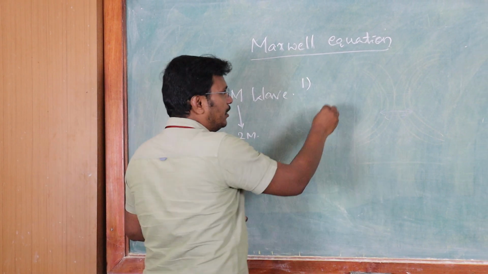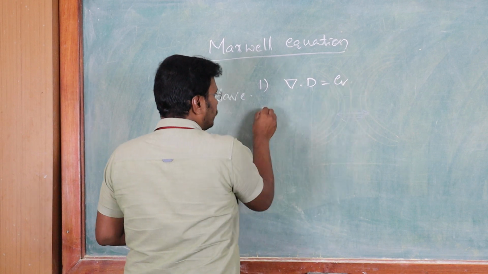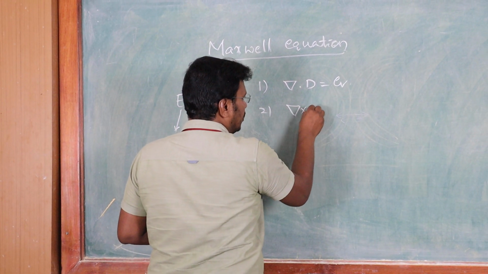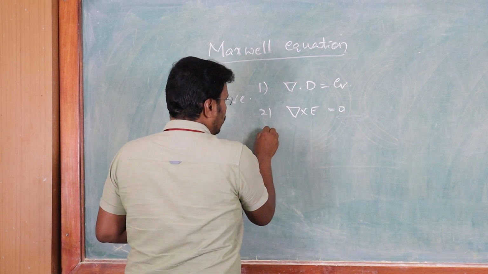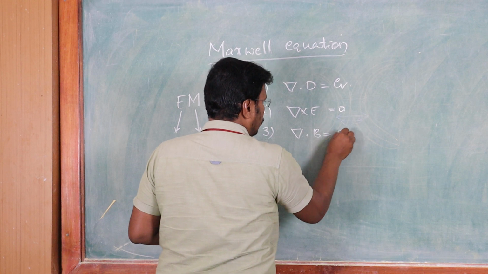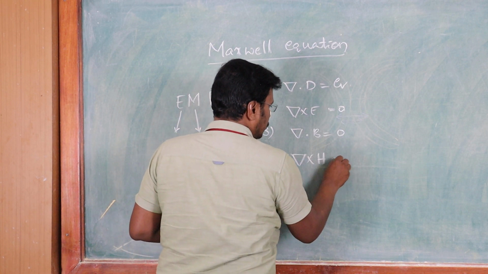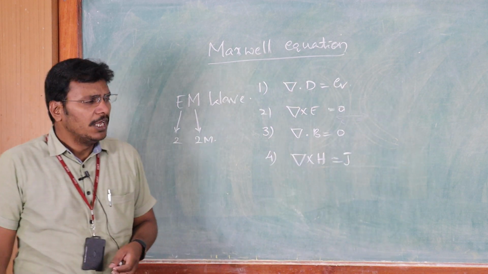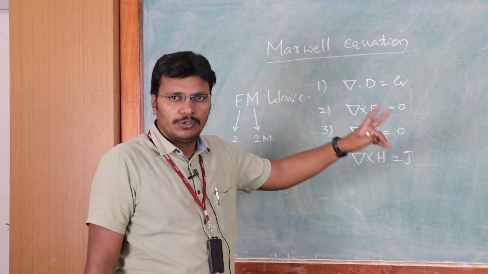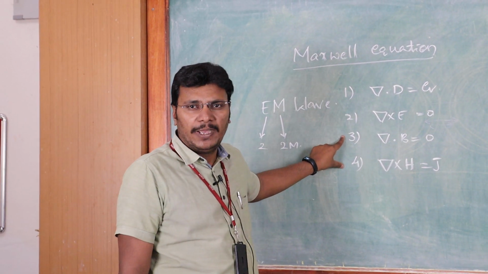The first Maxwell equation is del dot D equals rho V. The second Maxwell equation is del cross E equals 0. The third Maxwell equation is del dot B equals 0. The fourth Maxwell equation is del cross H equals J. So these are the 4 basic Maxwell equations: 2 are for the electric field and 2 are for the magnetic field.